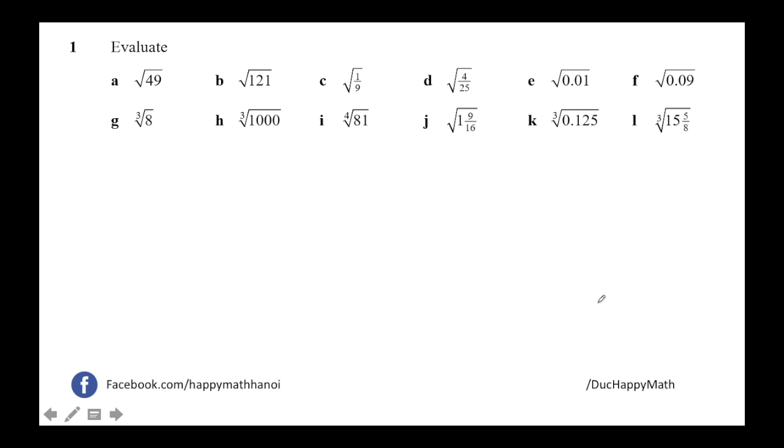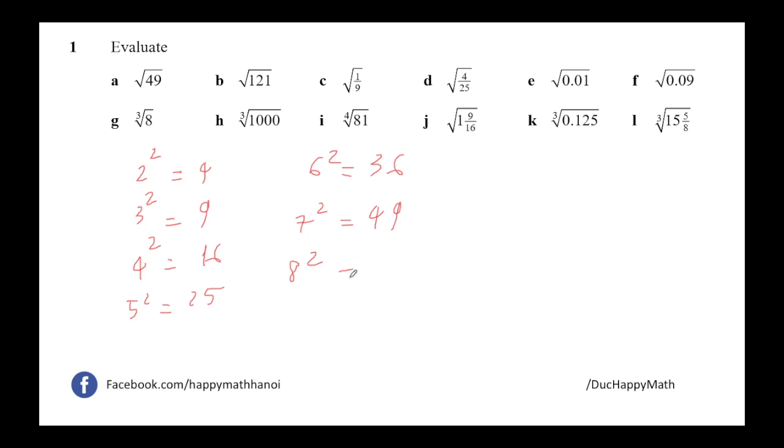So for the next exercise, or in the future, or in your examination test, I think you should remember the special numbers in the squares and cubes. For example, 2 squared equals 4, 3 squared equals 9, 4 squared 16, 5 squared 25, 6 squared 36, 7 squared 49, 8 squared 64, 9 squared 81. How about 11 squared? It will be 121.